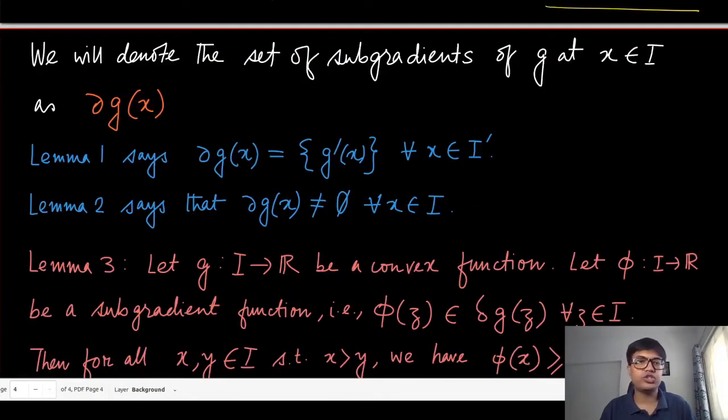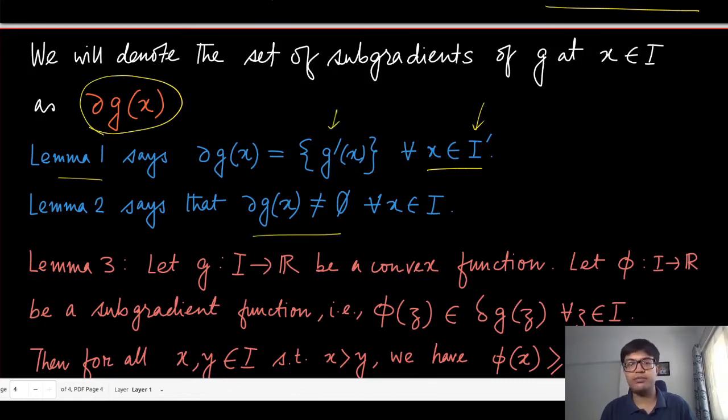So we'll use a shorthand notation to denote the set of all subgradients of g at a certain point by this ∂g(x). By Lemma 1, we already know that at the points where the function is differentiable, this set is a singleton. For all the other points it is non-empty.